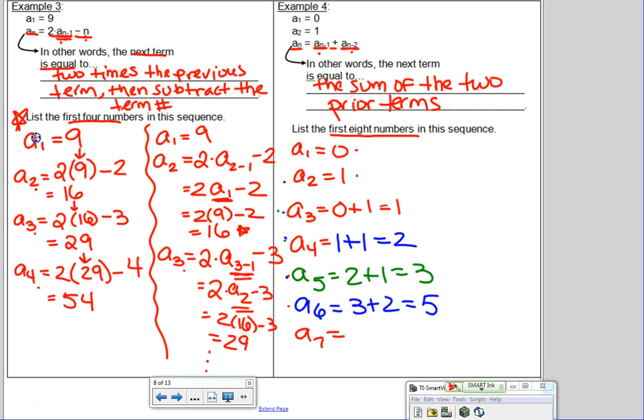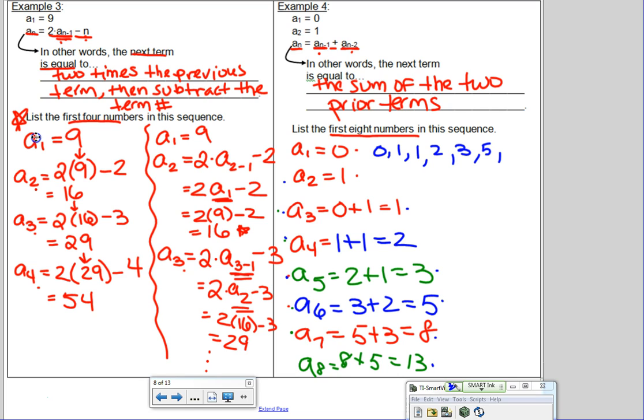A7, the 2 prior terms. And then lastly, A8, the 2 prior terms. So we have 0, 1, 1, 2, 3, 5, 8, and 13. This is actually a very famous sequence. It is called the Fibonacci sequence.